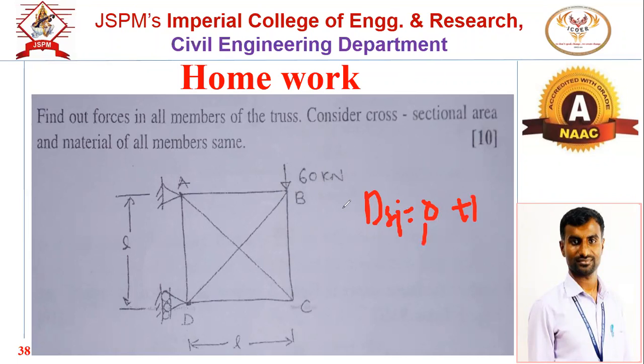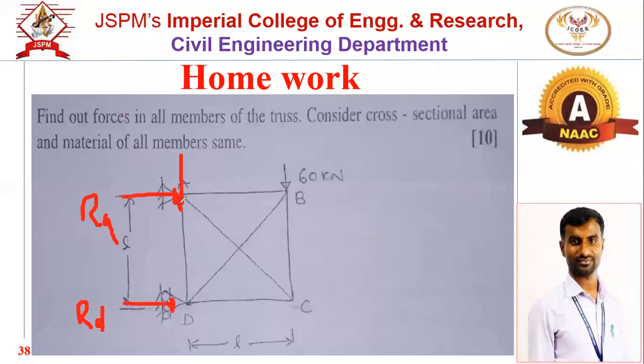Now the same steps you performed for the previous problem, the same steps you have to follow, but here the reactions will be acting like this, perpendicular to the plane of the roller. This will be RA, this will be RD, and this will be your AX. These are the reactions. So initially find out the DSI, select the redundant member.